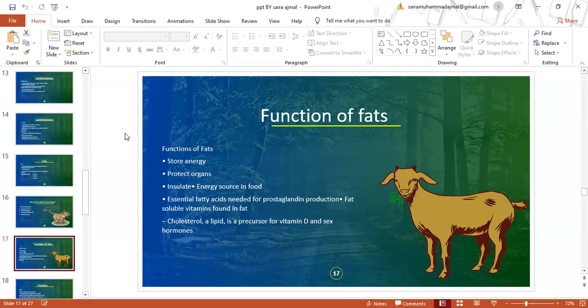Function of fats: store energy, protect organs, insulate, energy source in food, essential fatty acids needed for prostaglandin production, fat-soluble vitamins found in fat. Cholesterol, a lipid, is a precursor for vitamin D and sex hormones.